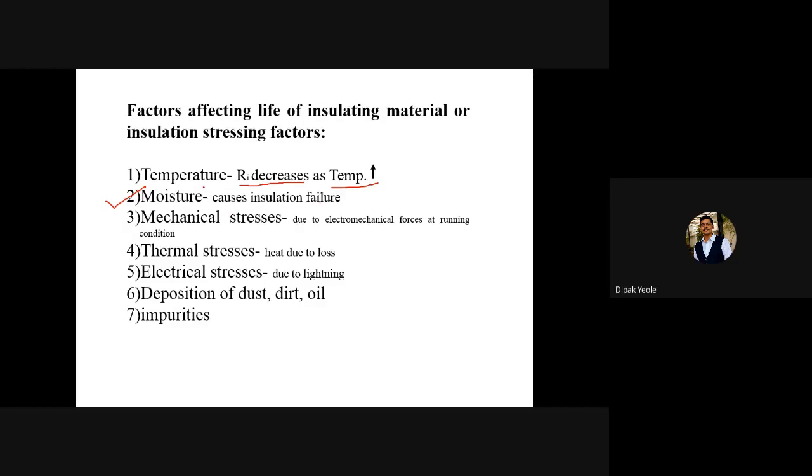Obviously if the moisture increases, the insulation material deteriorates and it will reach a state of failure. Third is the mechanical stresses due to the electromechanical forces at running conditions. Believe me, the vibrations produced whenever there is a running condition are tremendous. So if in the machine lab you start a machine and you start feeling vibrations, one can say this is not a normal condition, something is wrong. And because of that wrong connection, or misalignment of the rotor, there is a possibility of vibration.